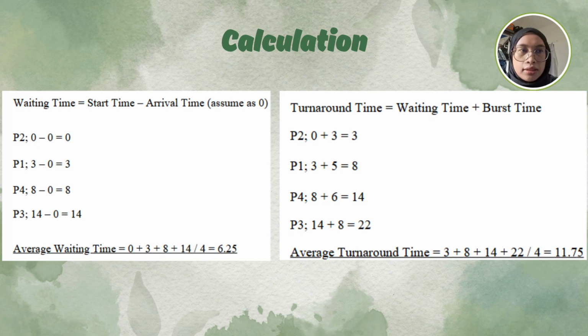Turnaround time is waiting time plus burst time. We have P2 is 3, P1 is 8, P4 is 14, and P3 is 22. For the average turnaround time, 3 plus 8 plus 14 plus 22 divided by 4, we have 11.75.